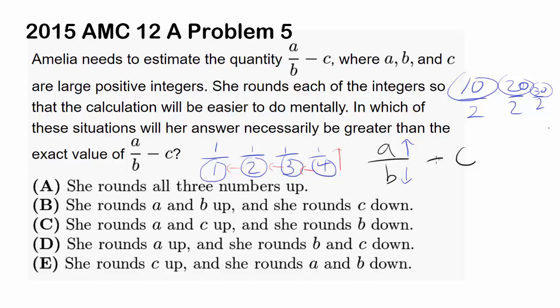How about c? You're subtracting c, so you don't want to subtract as much as possible. So you want c to be rounded down. So you want a to be rounded up and b and c to be rounded down. And that's precisely the answer D.